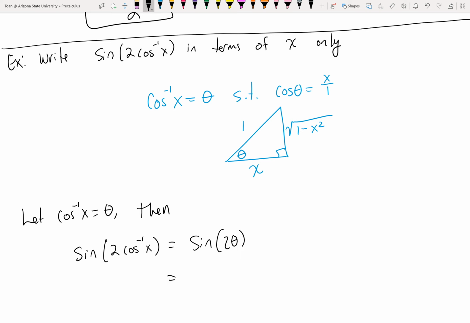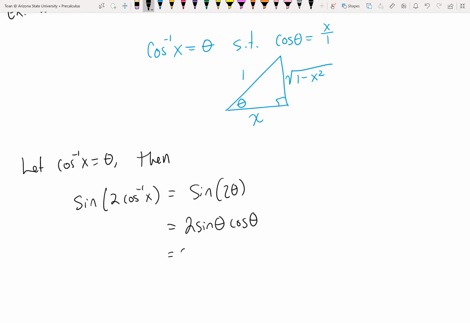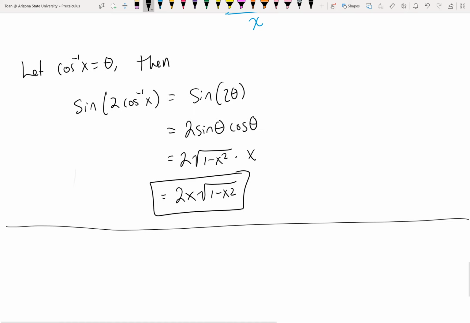And we do have a double angle formula for sine. That's 2 sine theta cosine theta. And now that we have a complete triangle, just plug and chug, just simplify, right? We can just read it. So 2 sine of theta, according to this picture, is the square root of 1 minus x squared over 1, times cosine, which is just x. I like to put monomials in front of radicals, so I'll squeeze that x in front. But there you go. There's the expression of sine of 2 cosine inverse of x in terms of x only. It literally is the same problem we did yesterday, except different formulas, different tools.